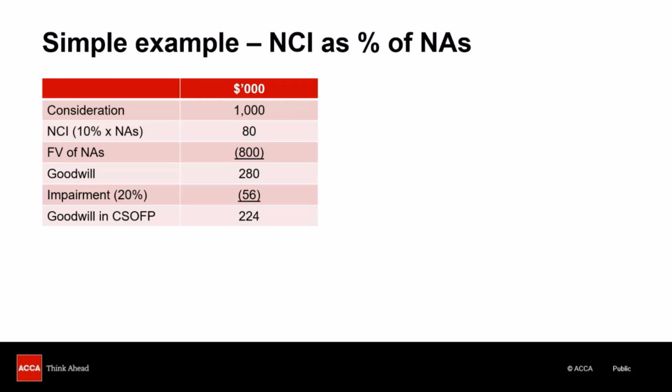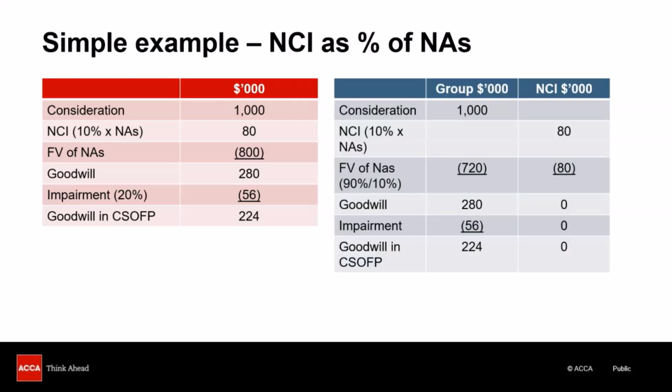Here is a simple example of NCI as a percentage of net assets. So if we have a consideration of 1000, the fair value of net assets was 800 and NCI was at 10%. So we take the 10% that comes up as 80 and we calculate the goodwill. The impairment is going to be charged at 20% and the balancing figure is going to go in the consolidated statement of financial position.